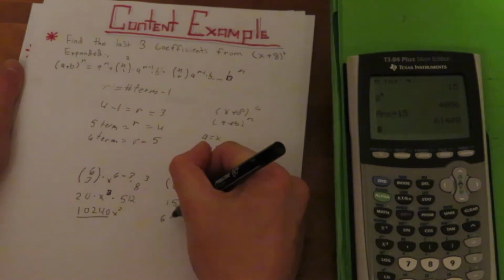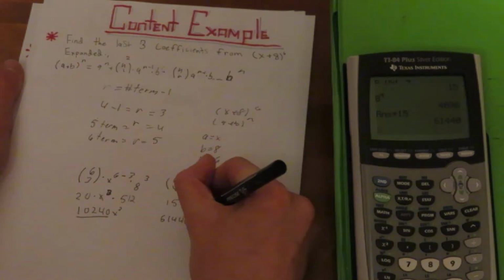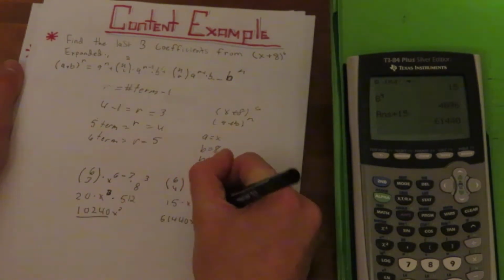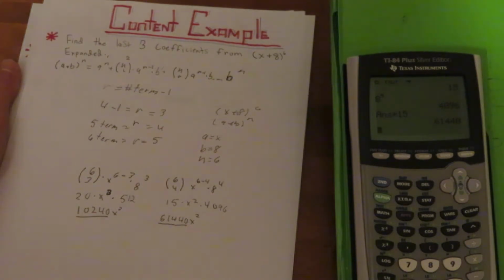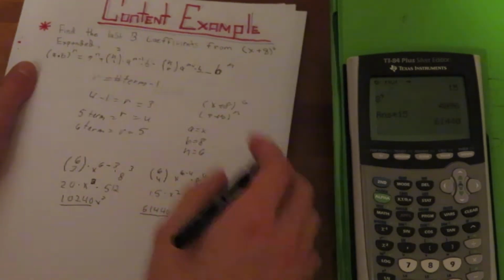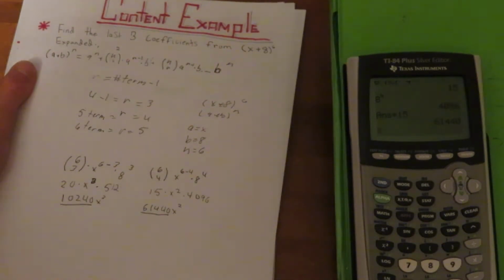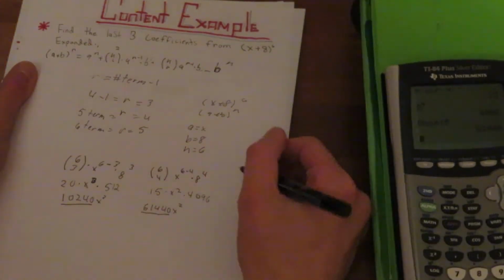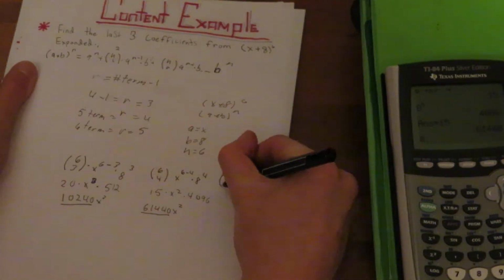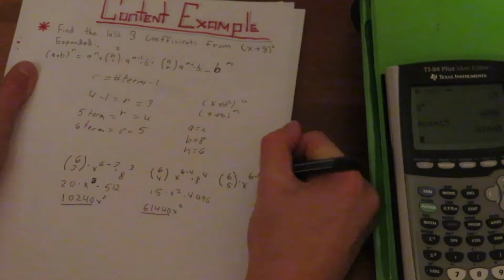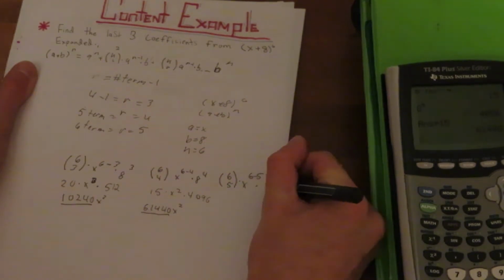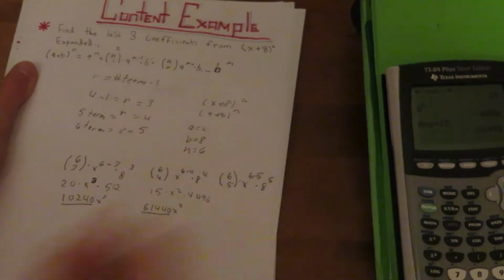So we got 61,440 times x squared. And so 61,440 is our answer for the fifth term. And so for the sixth term, all we got to do is change r to 5. And so just set that up like this. Put 6 choose 5 times x to the power of 6 minus 5 times 8 to the power of 5.